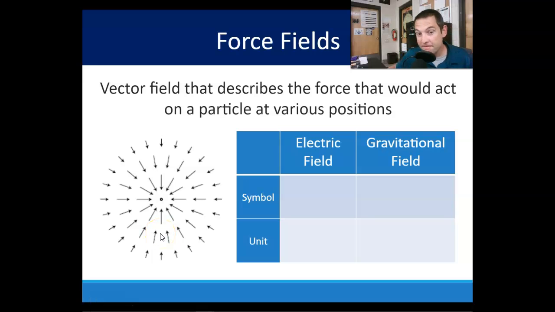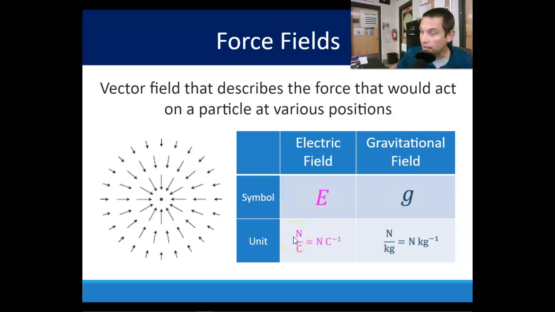Right, a force field is a vector field that describes the force that would act on a particle at various positions. For the electric field, we're starting with the gravitational field. For the gravitational field, we use the letter g, lowercase g. And the unit for that, if you remember, the net force equals mass times acceleration, where acceleration is g. So then solving for g, we have force per mass. Force over mass, Newton per kilogram. The electric field is the same thing.